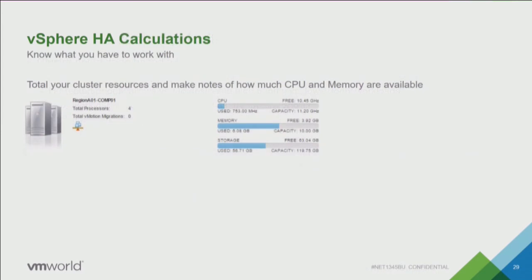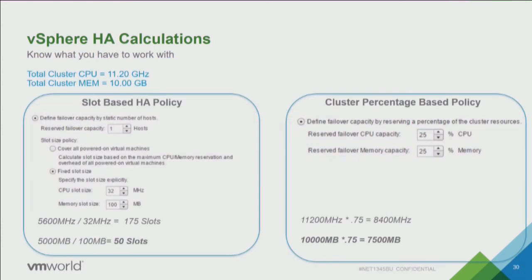So we'll give you kind of an example. This is in a lab environment, so my host had only 10 gigs of memory on it and very, very little vCPU. But when you're going through and making these calculations, you need to know what you have to work with. So total up your cluster resources, make notes of how much CPU and memory are available. And I've got those listed up here as our total cluster CPU and total cluster memory.